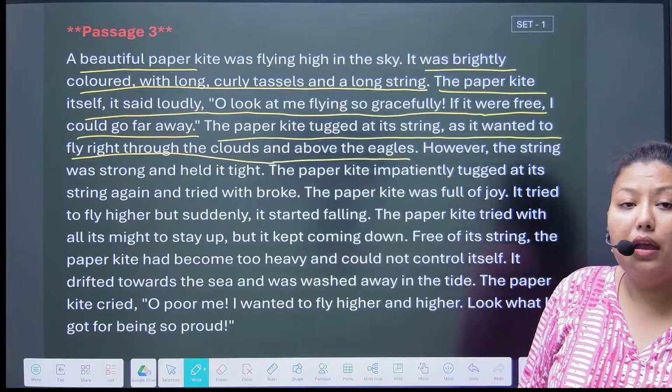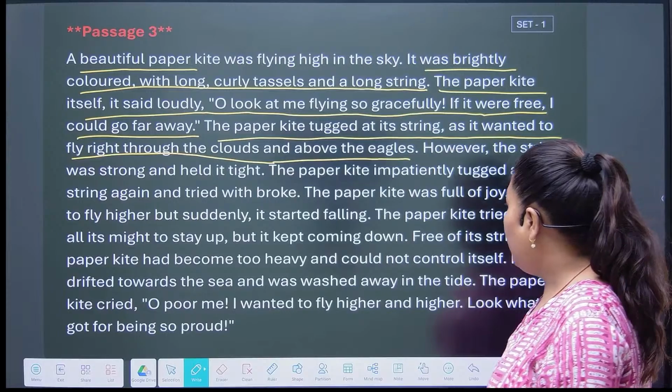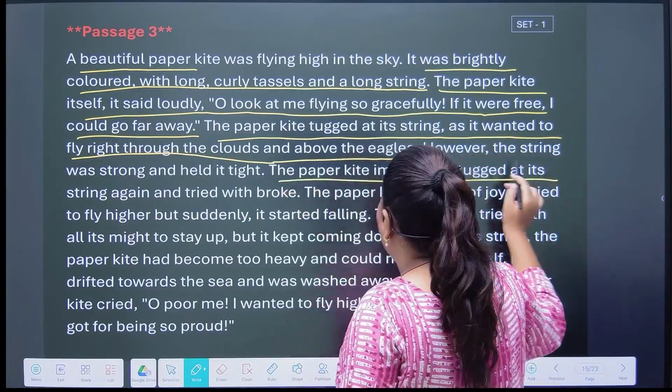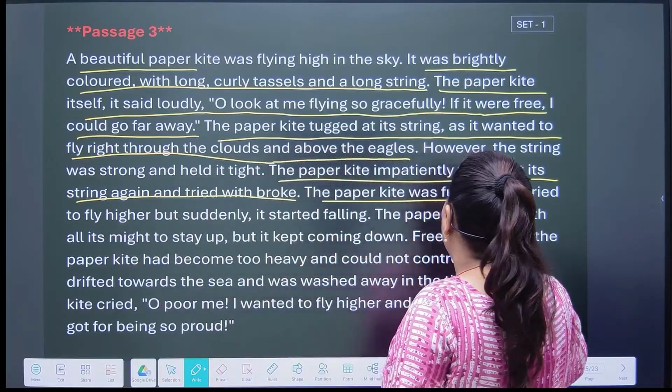Next question. What happened to the paper kite when he broke the string? The paper kite impatiently tugged at its string again and tried with broke. The paper kite was full of joy.